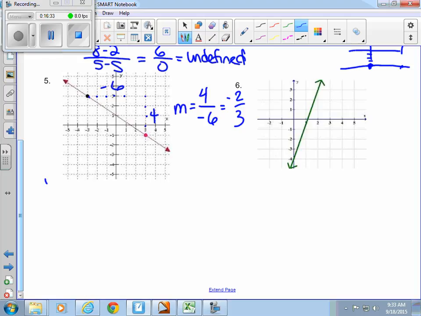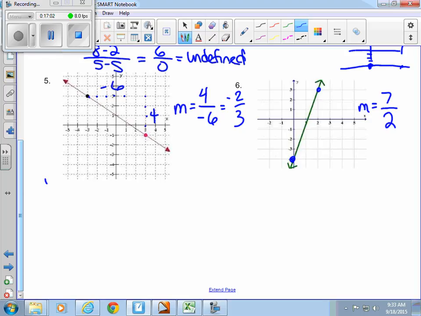Let's see. It looks like it crosses at 0, negative 4, and 2, 3. So I rise 1, 2, 3, 4, 5, 6, 7. I run 2. Now notice, what way did this line face? It was going down. Check to make sure you get a negative slope when your line's going down. If you accidentally mess it up, you can just fix it by throwing a negative in front.